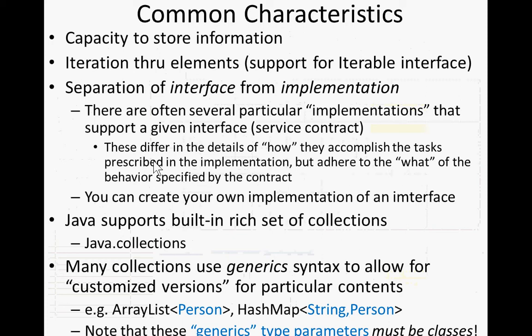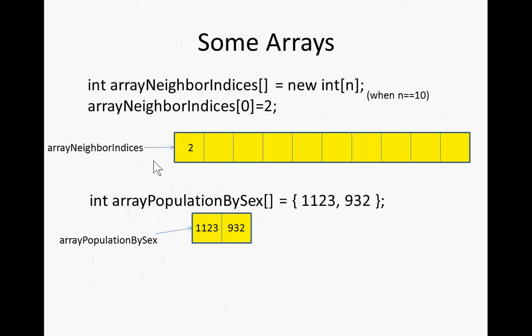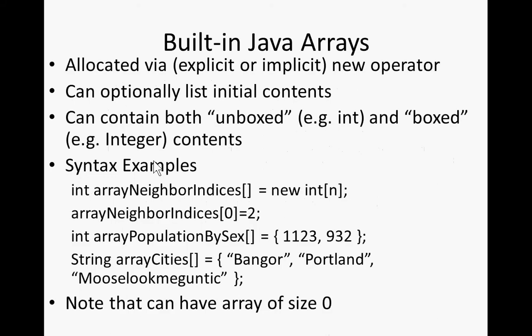And Java supports a rich set of collections in its libraries called java.collections. It has a whole set of libraries there. Many collections use the generic syntax we introduced yesterday, array list of person. So this is an array list that contains persons, a hash map that maps from strings to persons. These generic type parameters must be classes. They can't be something like lowercase int. Okay, so we're going to talk about these things.